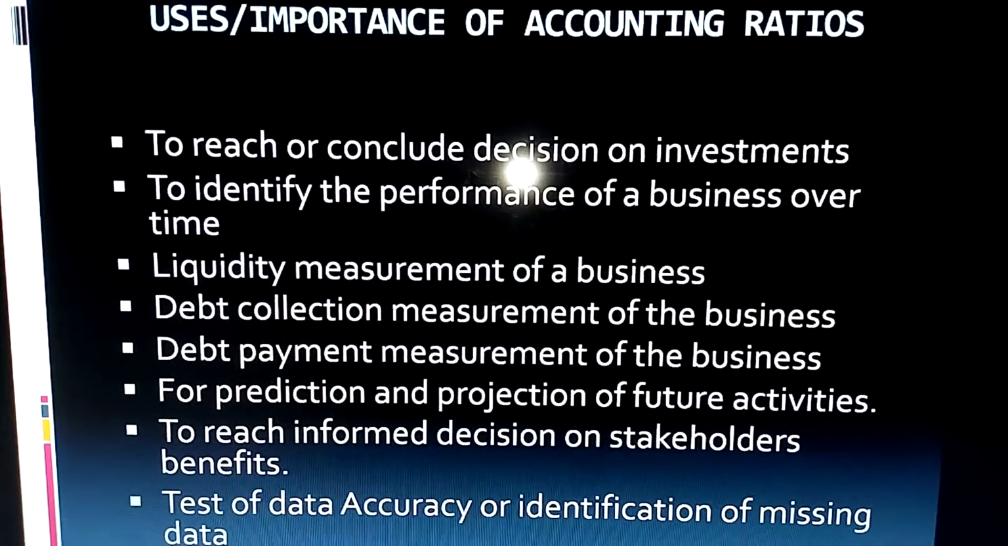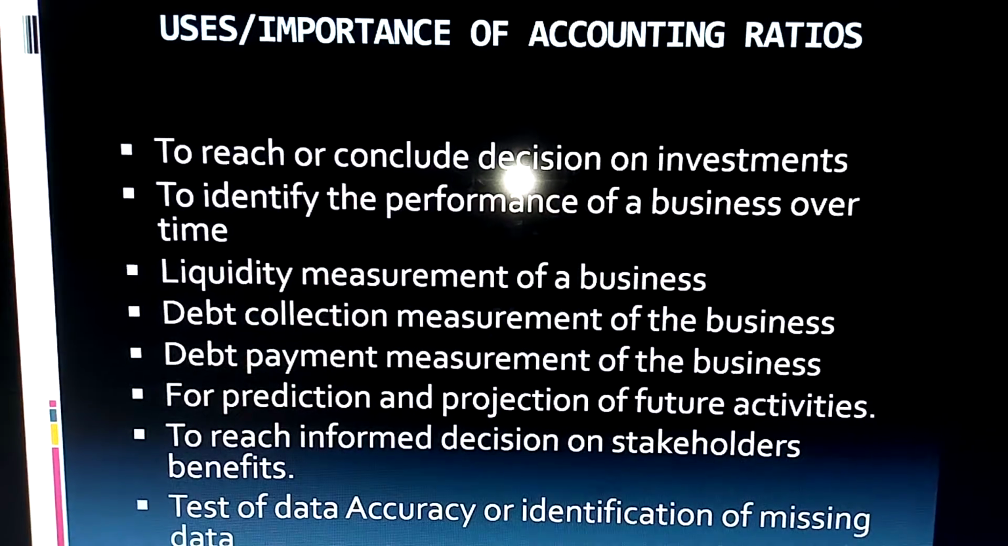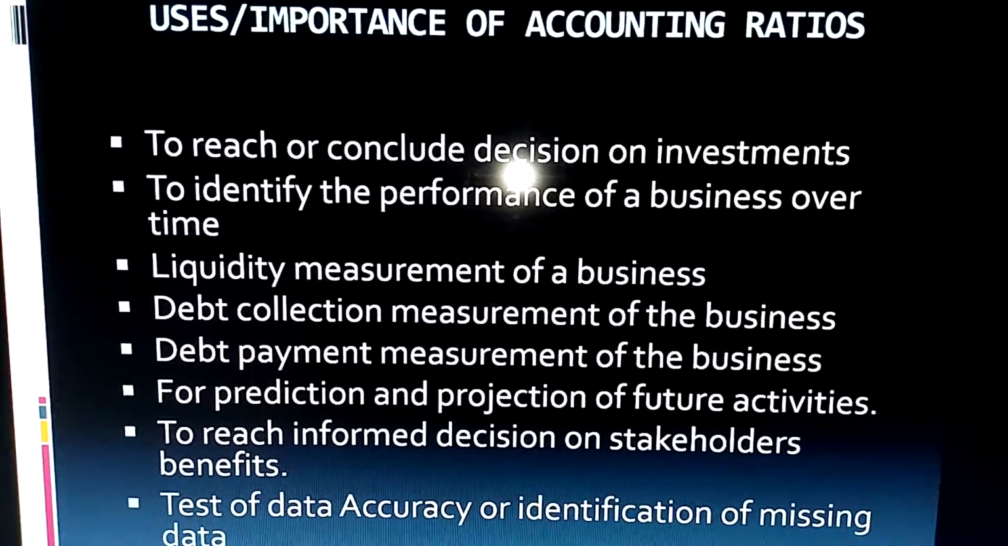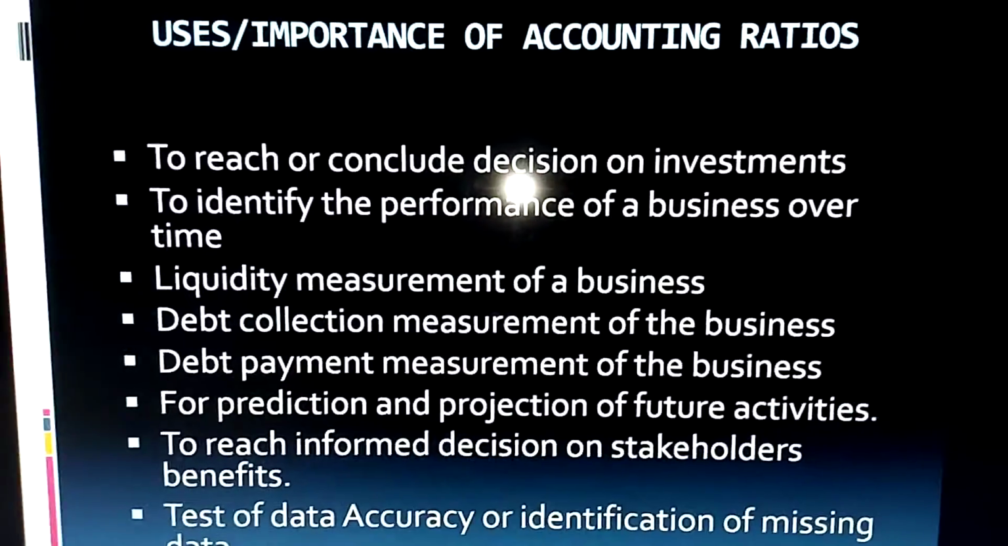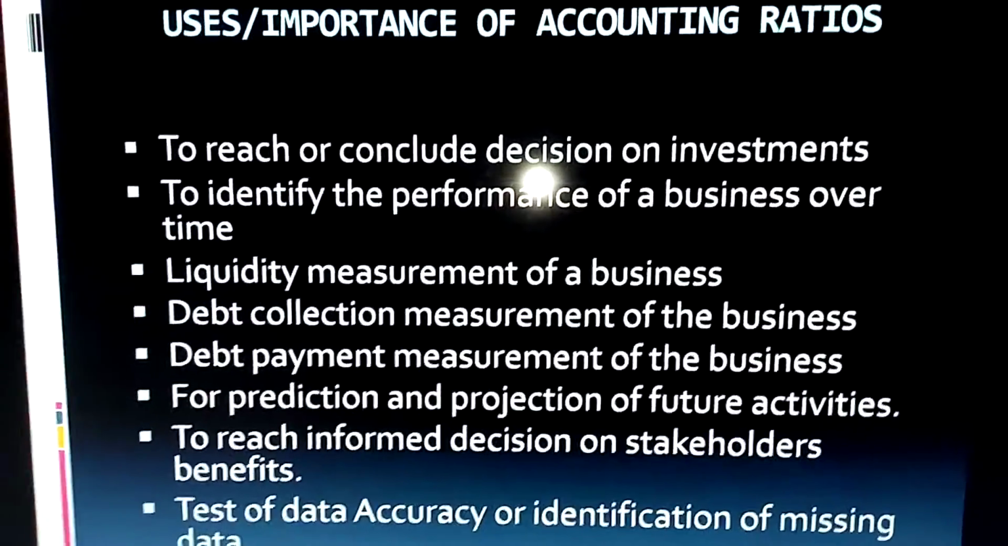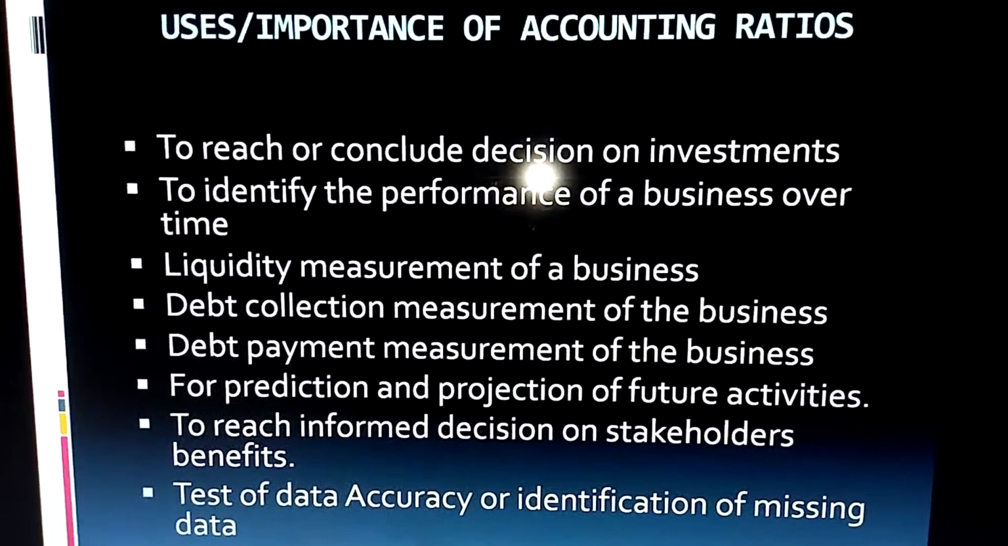These you can get, or you can reach, or you can decide with the use of the accounting ratios. Another thing is you want to know the performance of the business over the years. In the last 2-3 years, how does it look? How is the business doing? You can use accounting ratios to do that comparison.